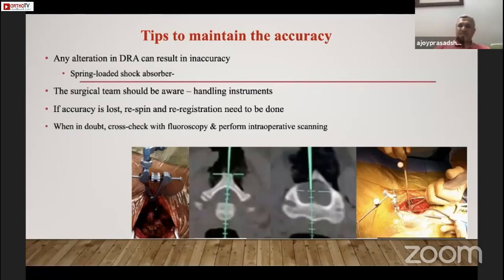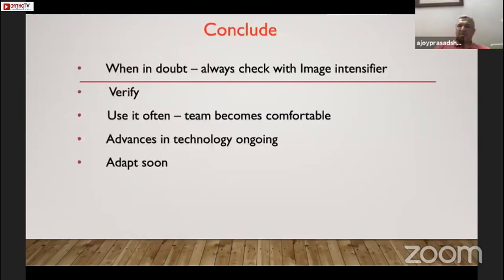And this happens quite often whenever there is a mobile segment, sometimes in the cervical spine, sometimes when your assistant might touch the instrument. Therefore, it's always better when you're doing a long segment to re-verify it every now and then. Therefore, to conclude, when in doubt, always check with the image intensifier, verify, use it often. The team becomes comfortable over a period of time and it's actually very, very easy.